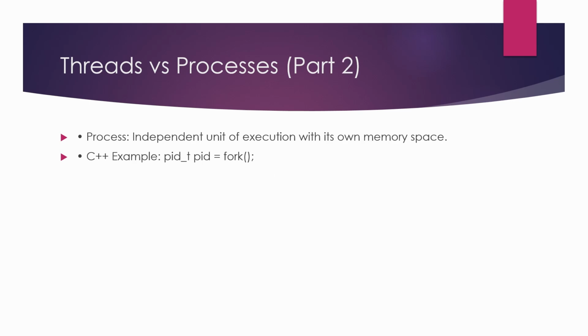On the other hand, a process is an independent unit of execution with its own memory space. In C++, we can create a process using the fork function. Unlike threads, processes do not share memory, making them more isolated but heavier on system resources.